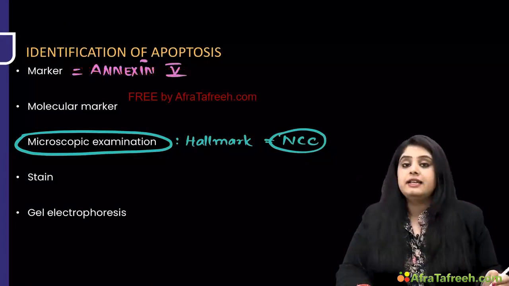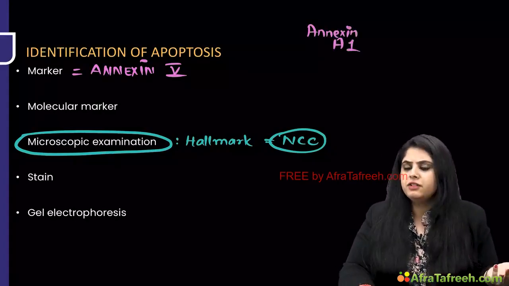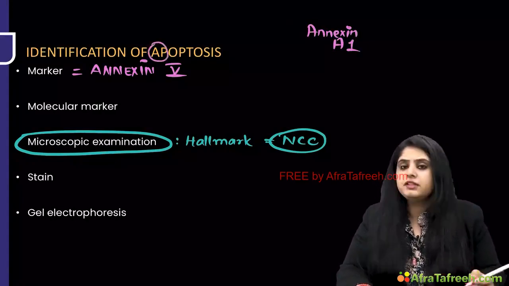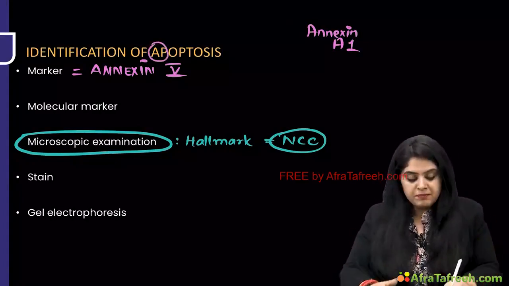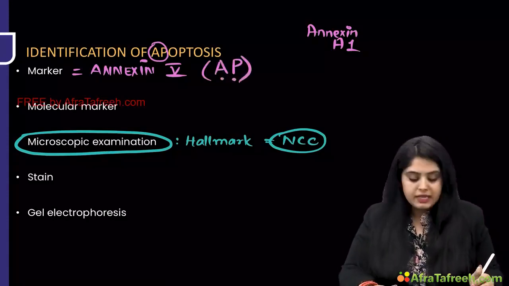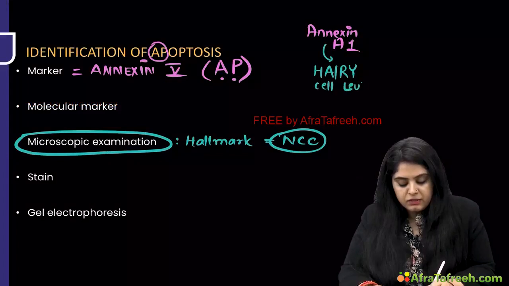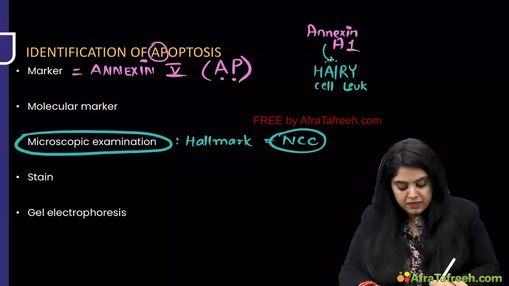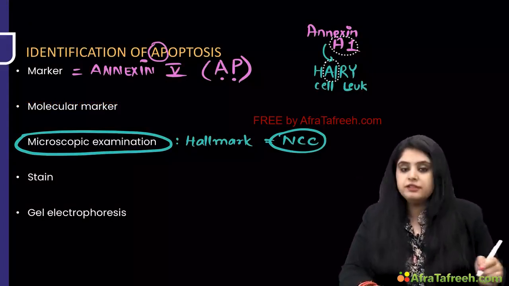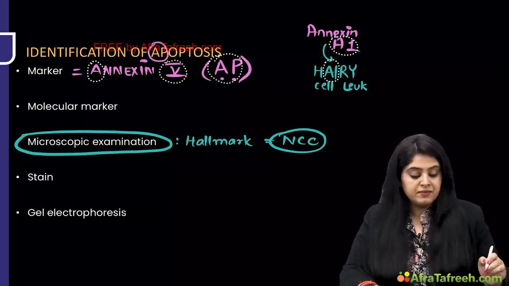The marker is annexin 5, and please note there are certain other annexins also. So if the examiner says annexin A1, annexin 5, why will you not get confused? Because apoptosis is AP. AP means annexin penta. So apoptosis will tell you annexin penta. And guys, where do you see annexin A1? Let me tell you that too. Annexin A1 is seen in hairy cell leukemia. So hairy cell means A1. That is how I notice it. It is seen in hairy cell leukemia, whereas annexin penta is seen in apoptosis. Easy to learn. That is the marker.